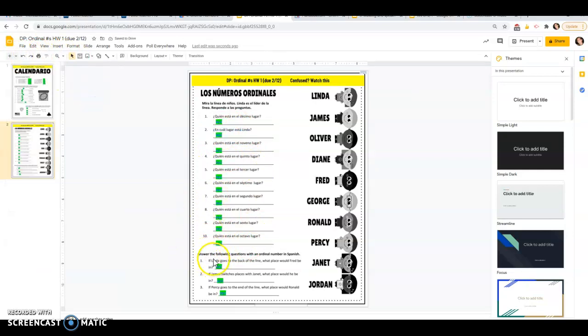And then on the bottom it says, answer the following questions with an ordinal number in Spanish. If Linda goes to the back of the line, then what place would Fred be in? Or if James switches place with Janet, so here's Janet, there's James, what place would James be in if he switched? So read through those, and that is it. That's your homework.